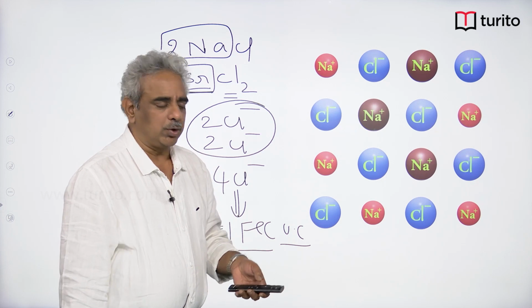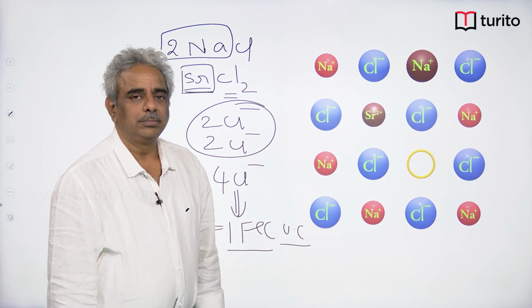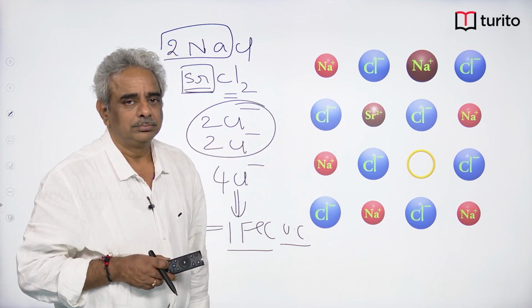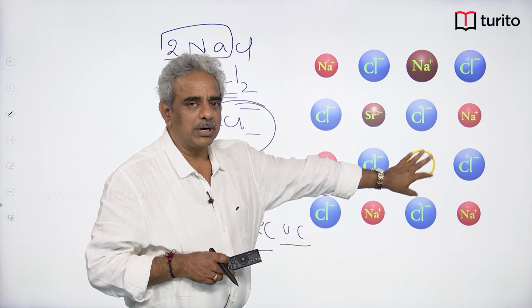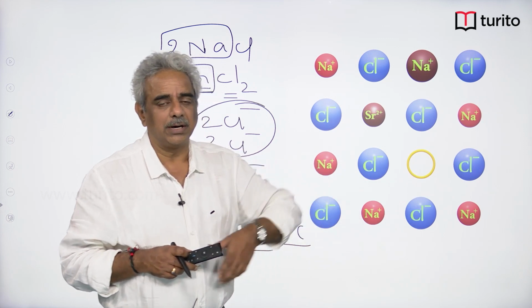This is called ionic doping, that is it. Instead of 2 sodiums, you have got 1 strontium, because of which 1 sodium place is left vacant. So, in the lattice there is a vacancy created.